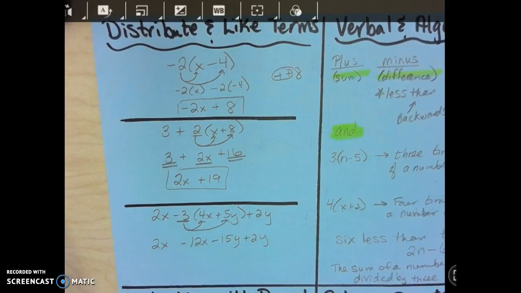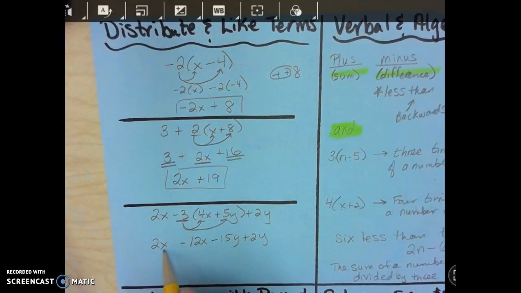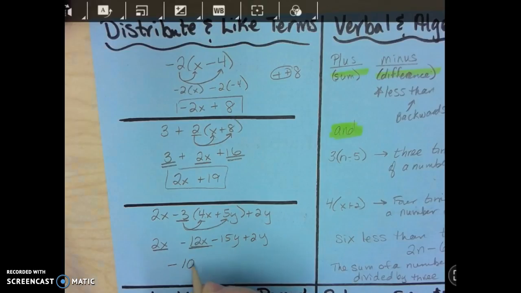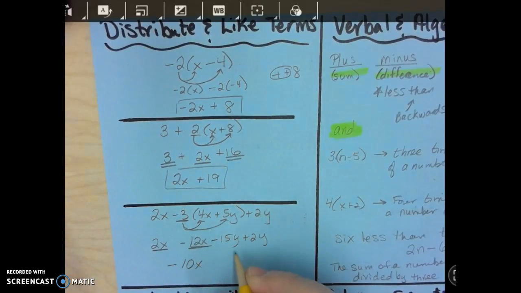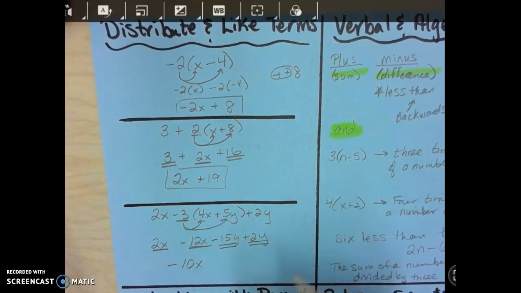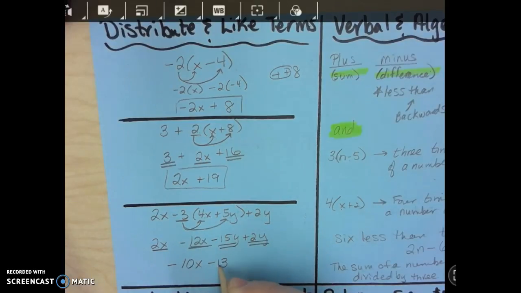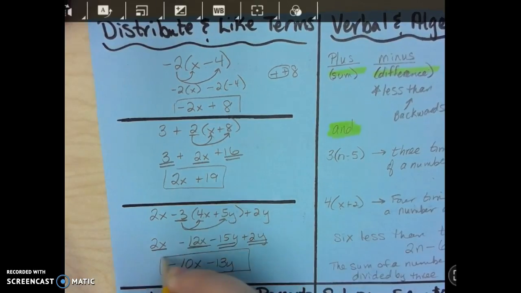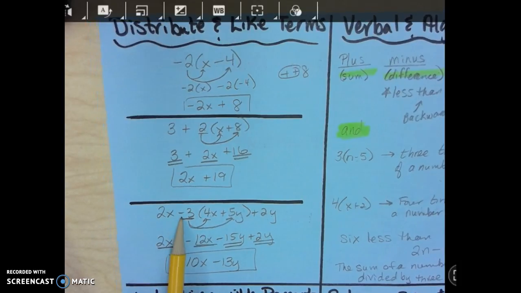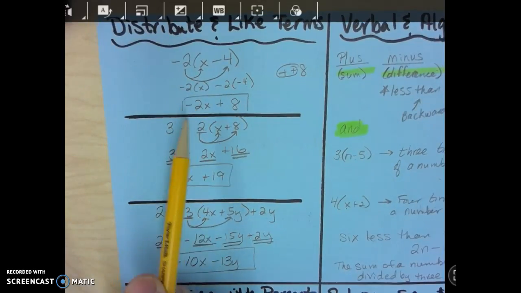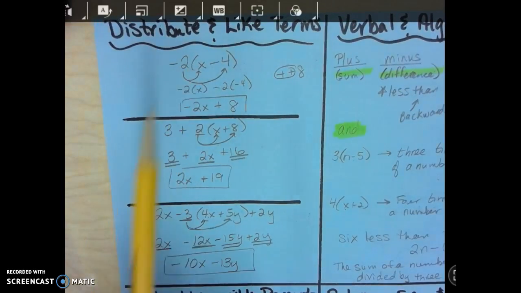Now I combine my terms by looking at my first variable, which is x. A 2x and a -12x is a -10x. And then I go to my y's, -15 and a positive 2, and that makes a -13y. Okay, so make sure you take your time with distributing and you take it to everything in the parentheses. If there's a minus out front with it, remember that that is actually a -3, just like I multiplied by a -2.